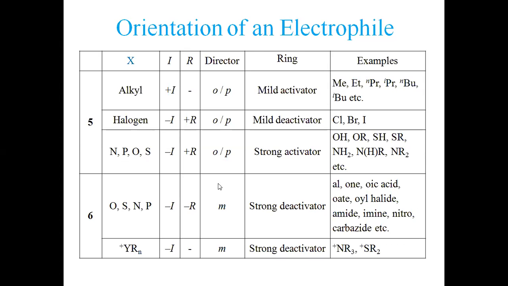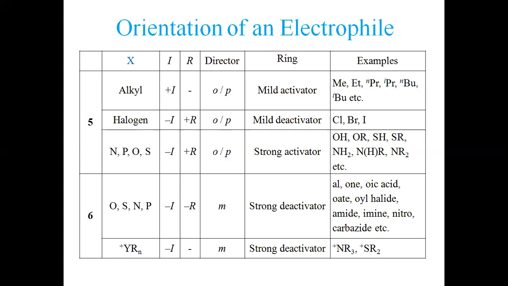Fine. So similarly, minus I inductive effect means what? It is withdrawing electron density. So it is a strong deactivator, like if you have a tertiary aminic nitrogen attached, or you are having simply an S group attached to this. Then it shall be strongly deactivating but a meta director as well. So these are the orientations of an electrophile.